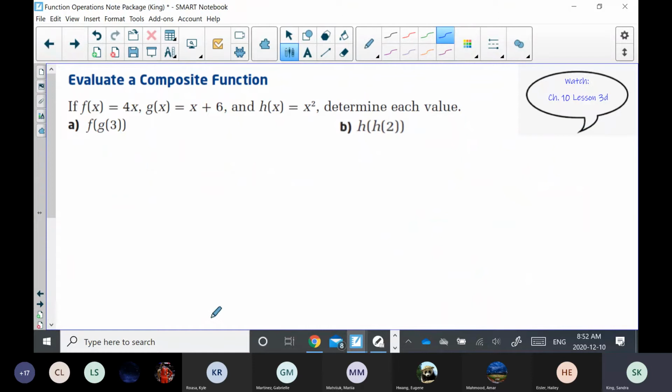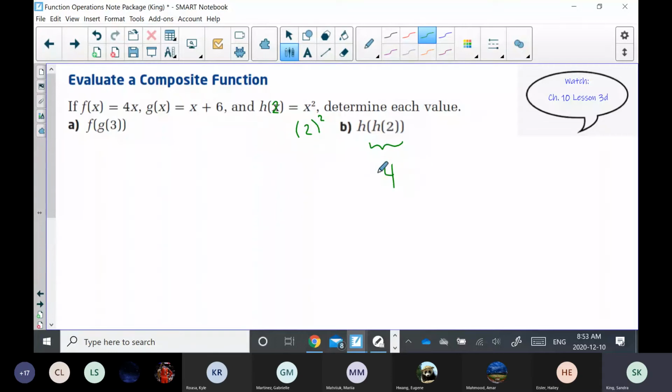Okay, this one here. I will do this one, and then you guys will do this one. So they give me f of x, they give me g of x, and they give me h of x. So now I actually have 3 different functions that I could be working with. They want me to determine the h of 2. So if I was determining the h of 2, here's my h function. I would simply take out that x and put in a 2. So the h of 2 is going to be 2 squared, which is 4.